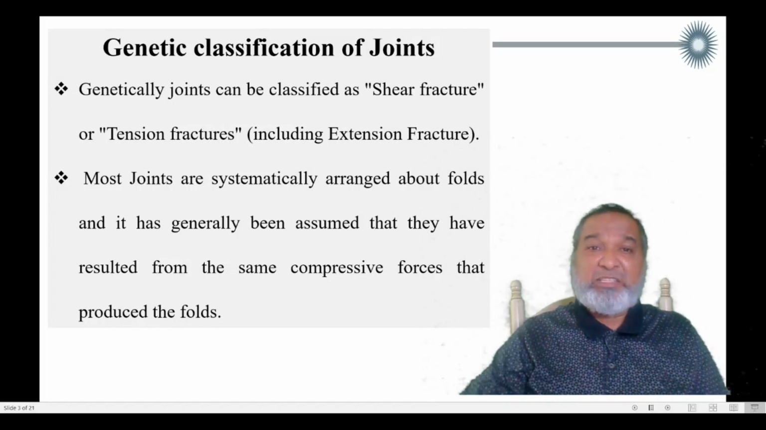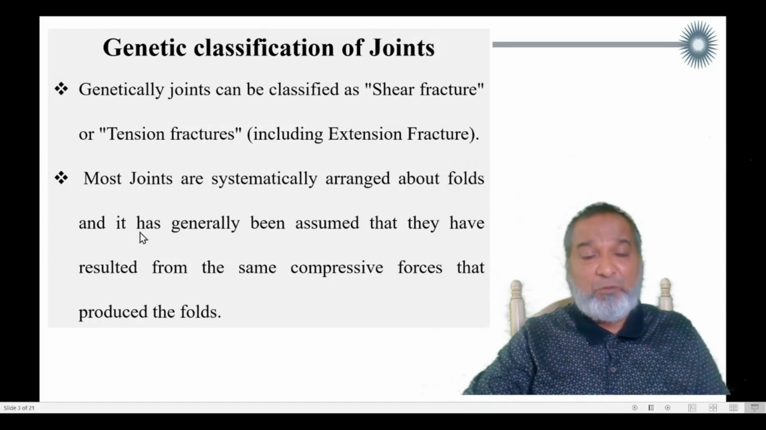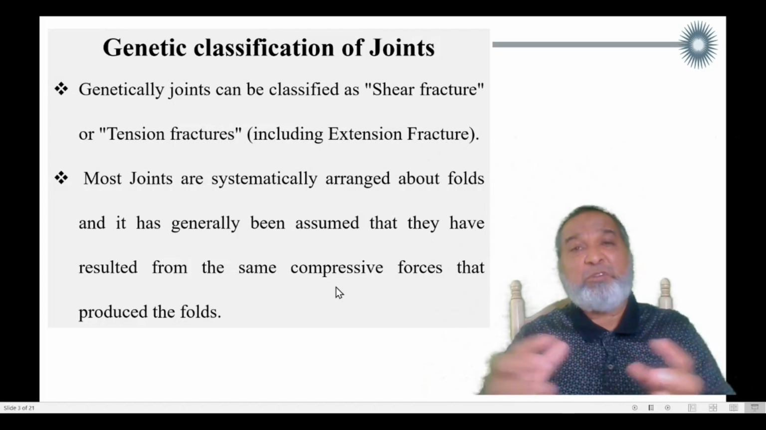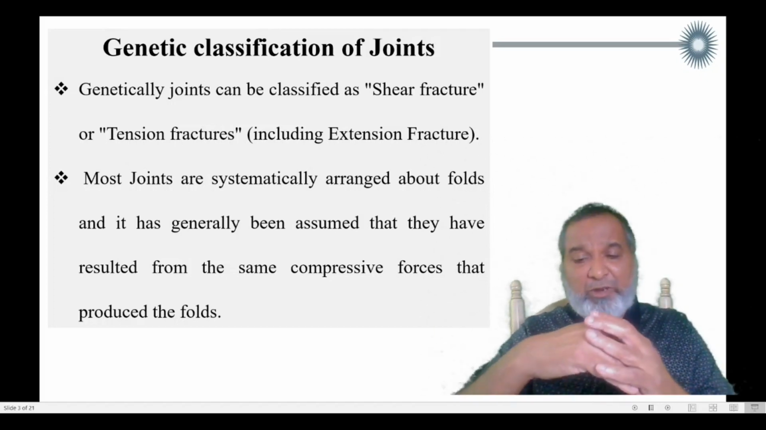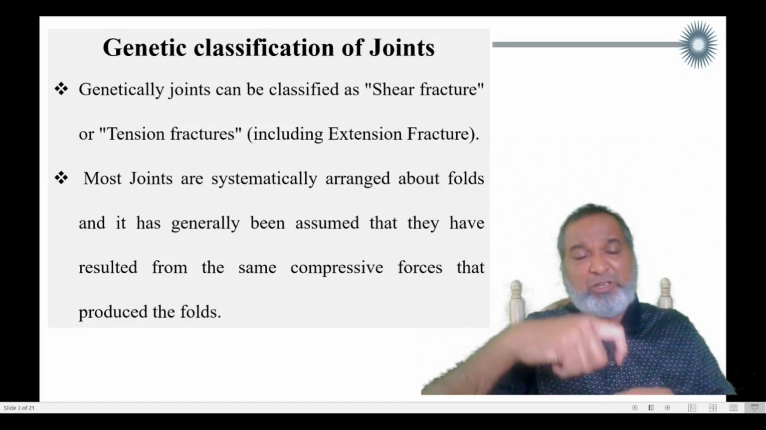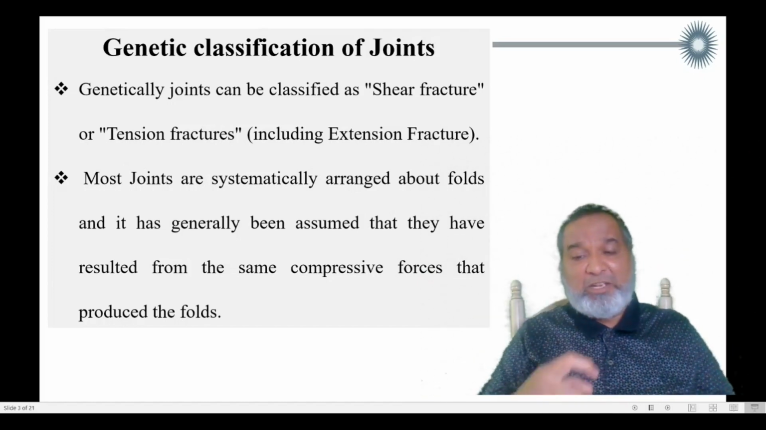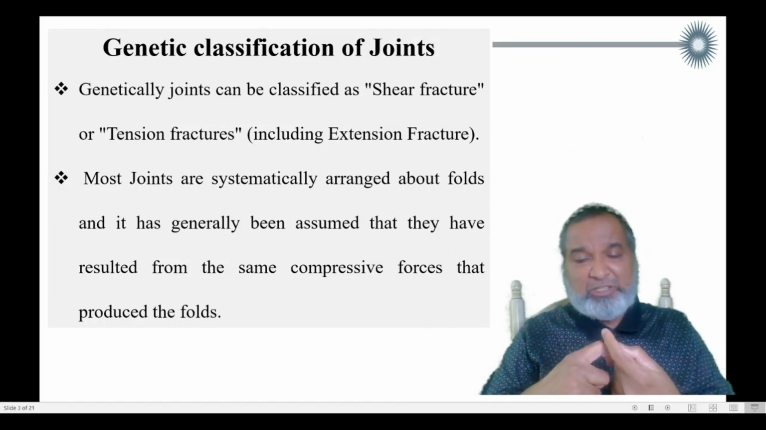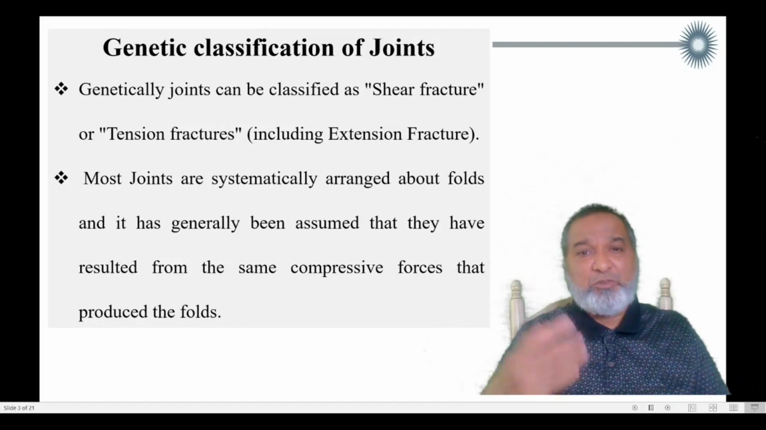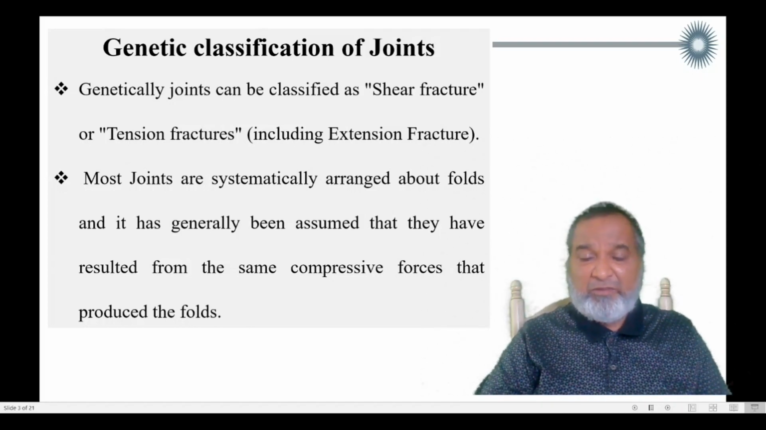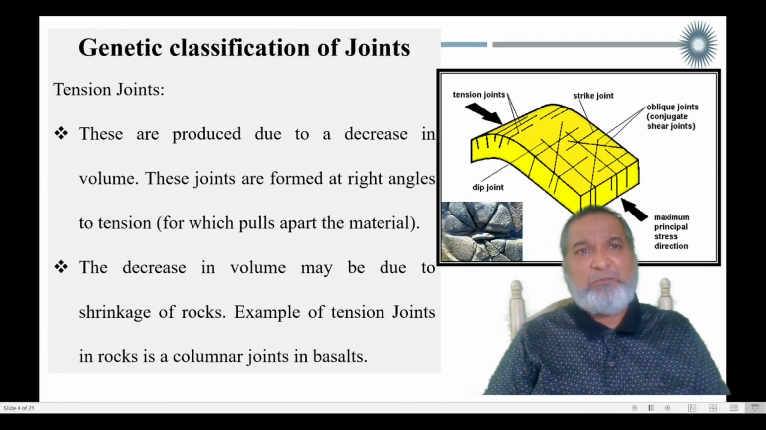Most joints are systematically arranged about the fold, and it is generally assumed that they have resulted from the same compressive force. In a fold also, whenever any sedimentary rock has been compressed, then due to the compression there is upward arching or downward arching, and in that arching a lot of stress is generated. Due to the stress, perpendicular to it we get the joints. Among those joints, we have release joints, perpendicular joints, and feather joints, which we are going to make out.